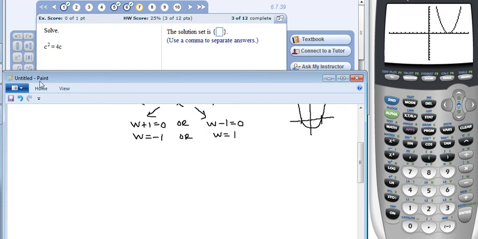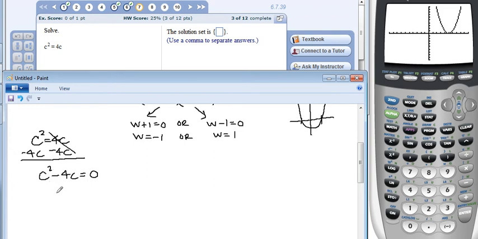All right, let's try this one. Okay, so the first step is to get it set to 0. All right, so I'm going to subtract my 4c across both sides. I get my 0 on that side, so I have c squared minus 4c equals 0. There's my quadratic. Again, I don't have that last term. It's a 0.